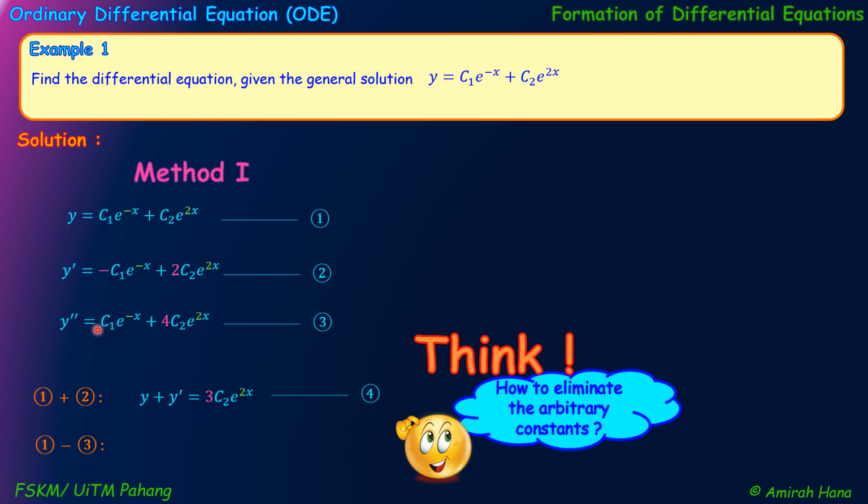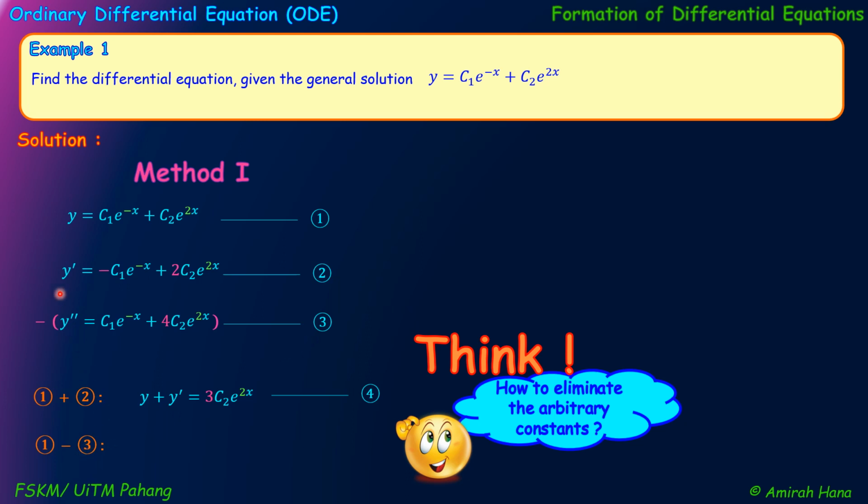Alright, then we subtract equation 1 and equation 3. Because from equation 1, we have c1e to the power of negative x. From equation 3, we have positive c1e to the power of negative x. So to eliminate constant c1, we can subtract equation 1 and equation 3.